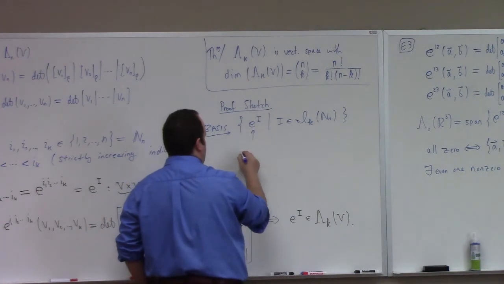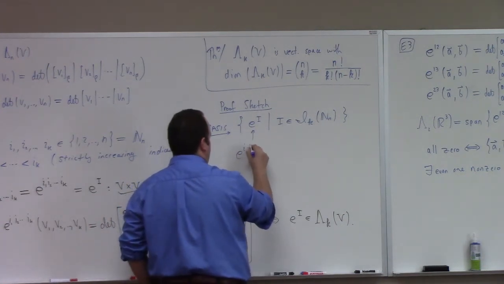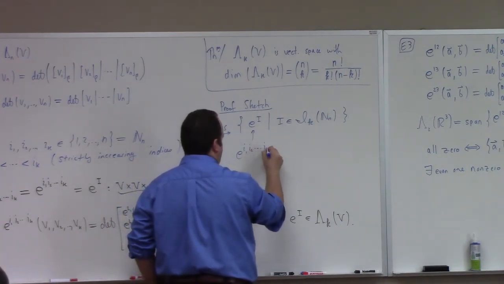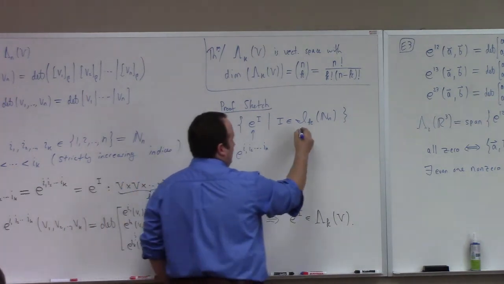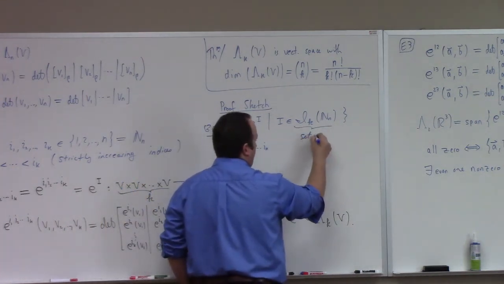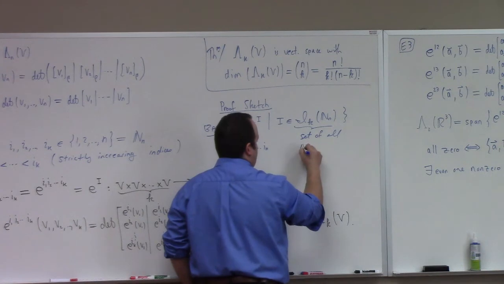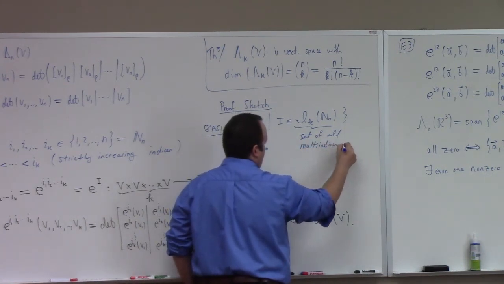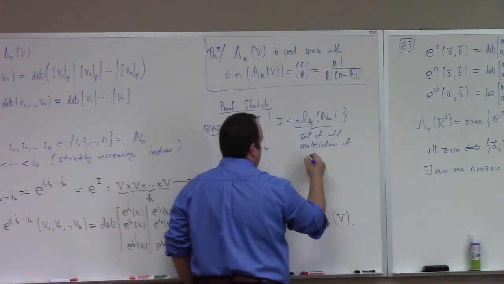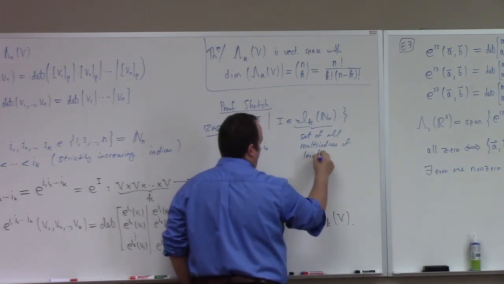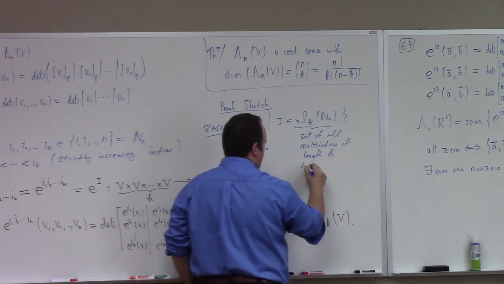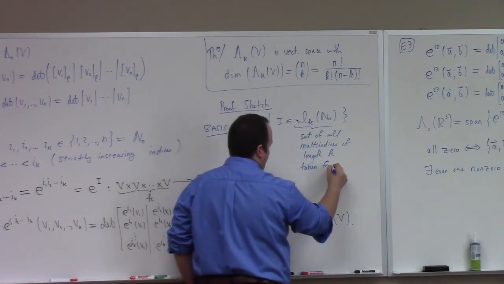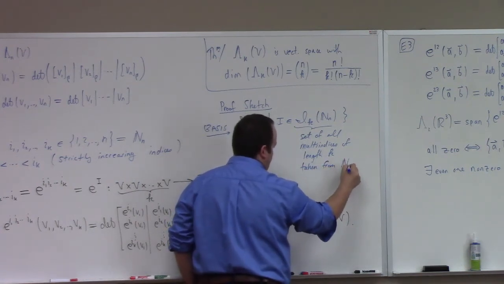So here I mean that this is E, I1, I2, and so on up to IK in our current notation. And this is the set of all multi-indices of length K taken from n sub n, which there are n things in.